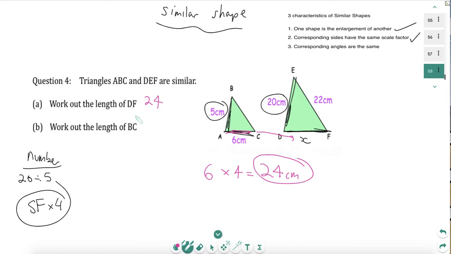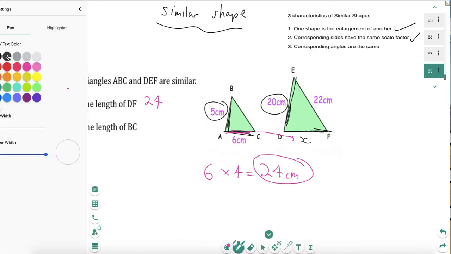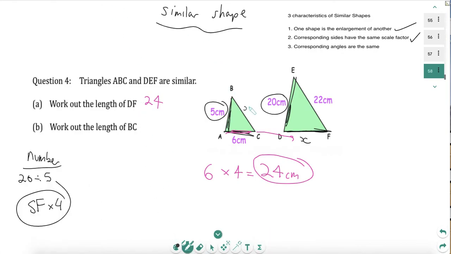Next, find the length of BC, which is this side here. Since they're similar shapes, if the scale factor of these two sides is 4, then the scale factor of these two sides must also be 4. Now, since we're going from a long side to a shorter side, instead of doing 22 times by 4, we're going to do 22 divided by 4, which is 5.5 centimeters. And that is our answer to the first problem.